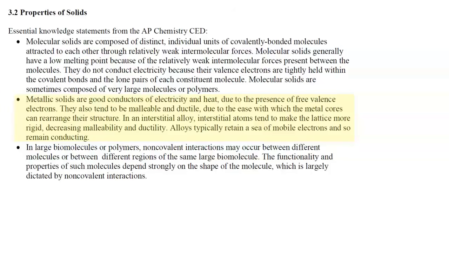Metallic solids are good conductors of electricity and heat due to the presence of free valence electrons. They also tend to be malleable and ductile due to the ease with which the metal cores can rearrange their structure. In an interstitial alloy, interstitial atoms tend to make the lattice more rigid, decreasing malleability and ductility. Alloys typically retain a sea of mobile electrons and so remain conducting.